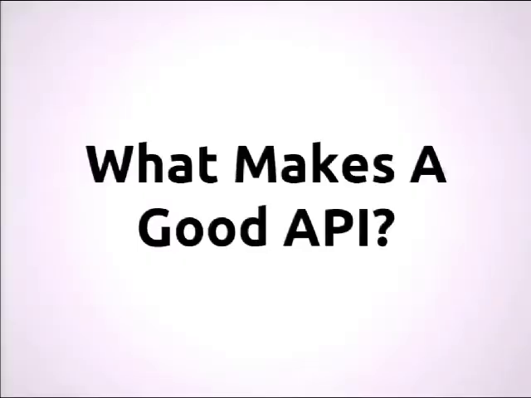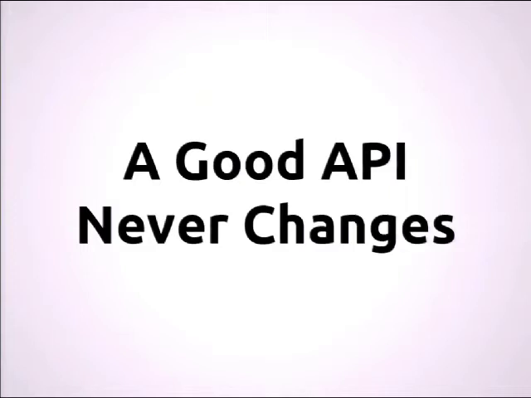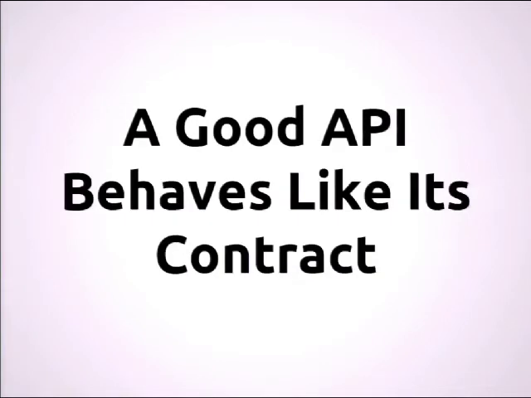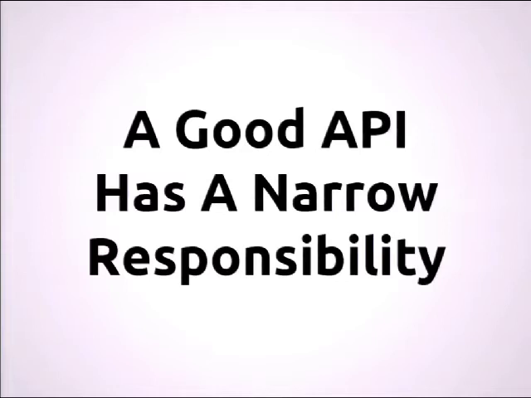Let's talk about what makes a good API. A good API does one thing. Simple. A good API never changes. Has anyone here worked with the Facebook APIs? Have you magically seen them stop working one day? Bad. A good API doesn't change. If it works today, it should work tomorrow. A good API does what it says it does. It behaves like its contract. A good API has a narrow responsibility.